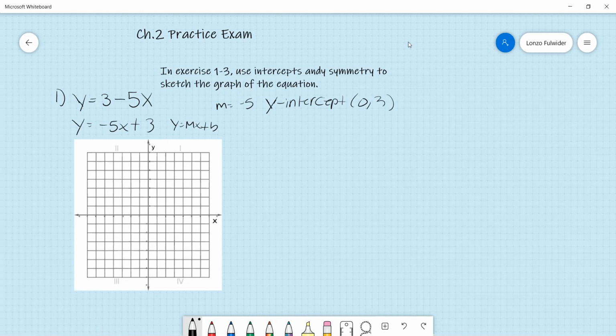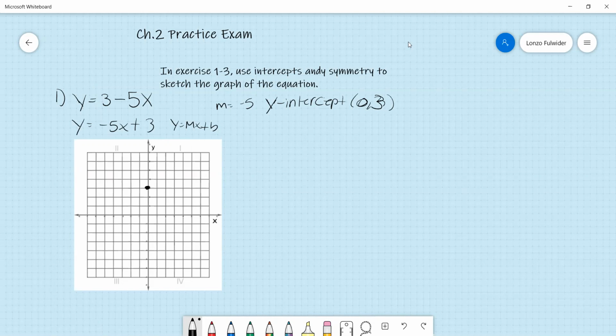But the direction says we're not going to do the rise over run method. We're going to find the intercepts and symmetry. So we already have one intercept, and that's called our y-intercept. We have a y-intercept automatically at 0, 3. So let's plot it on this graph. Here's my x and here's my y. So 0, 3 would be right here.